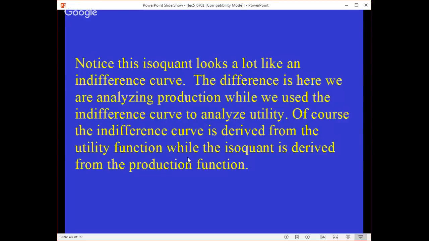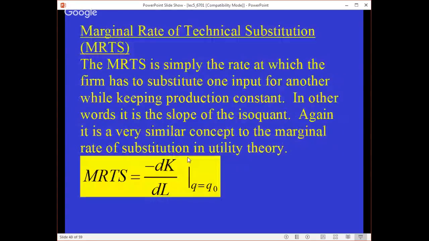Notice this isoquant looks a lot like an indifference curve, as I mentioned 2 or 3 times already. The difference here, we're analyzing production, while before we were analyzing utility. Of course, the indifference curve is derived from the utility function, where the isoquant is derived from the production function. Okay. So now that we have an isoquant, I want to look at the change between the 2 inputs, in other words, the slope of the isoquant. For the indifference curve, we call it the marginal rate of substitution. Here we're going to call it the marginal rate of technical substitution.